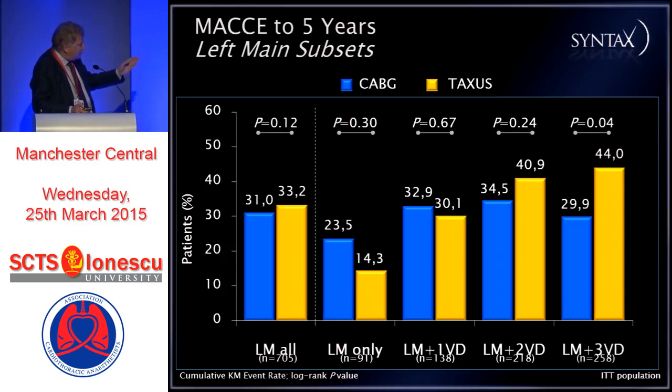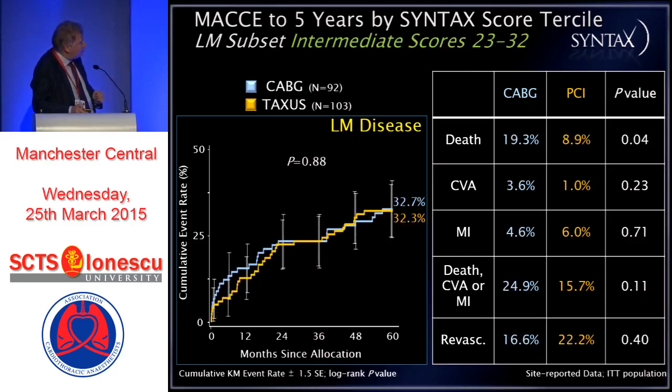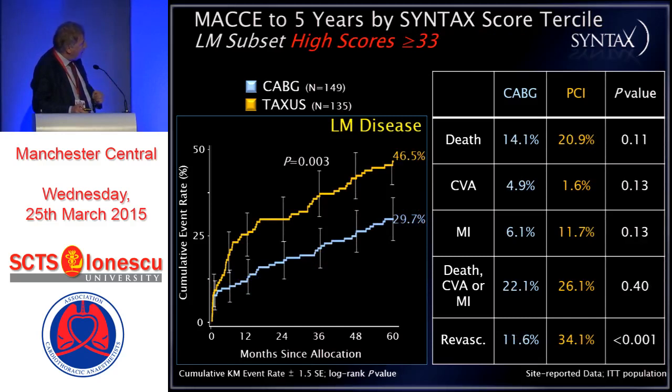And you can see that for patients with left main only, PCI does better. It is not statistically different, but the number of patients is quite small, 97 or 91. But if you increase the complexity of the disease and go to patients with 2 or 3-vessel disease in association with left main, then CABG does better. And again, if you divide by SYNTAX score, no difference for low score, no difference for intermediate score, and significant difference for high score. For the combined endpoint, interestingly, no statistical difference for death, MI, or stroke.